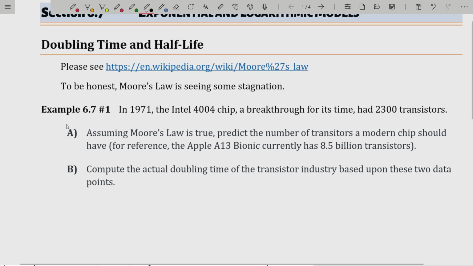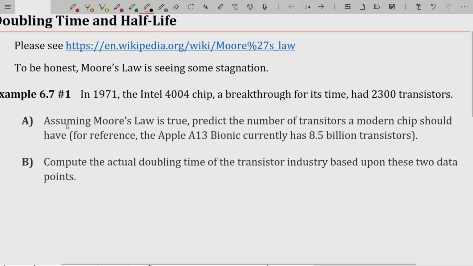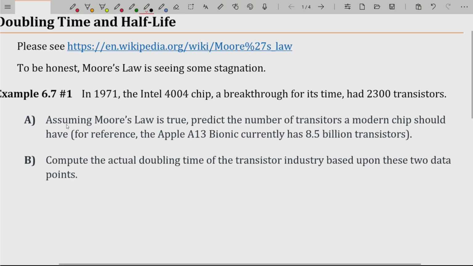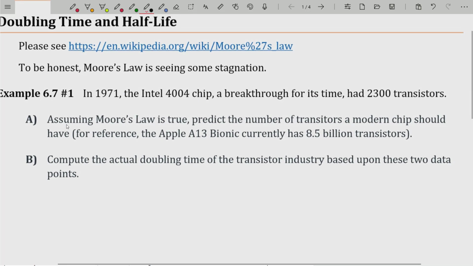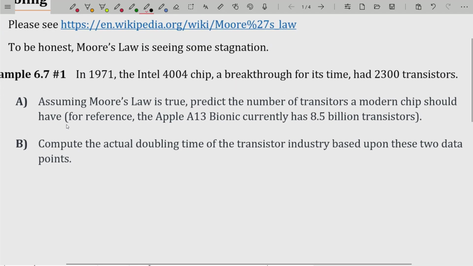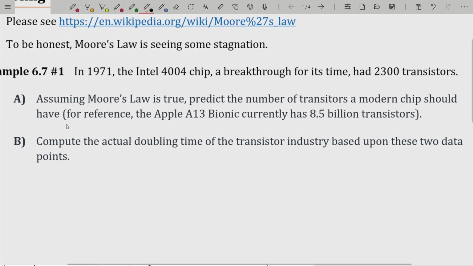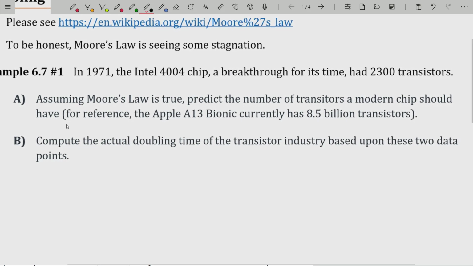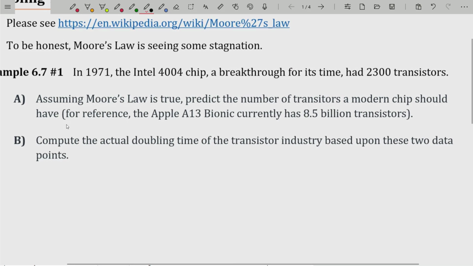In 1971, the Intel 4004 chip, a breakthrough for its time, had 2,300 transistors. Okay, that's pretty cool. So that seems like a large number, whatever that means, right? Assuming Moore's law is true, predict the number of transistors that a modern chip should have, and for reference, the Apple A13 Bionic currently has 8.5 billion transistors.